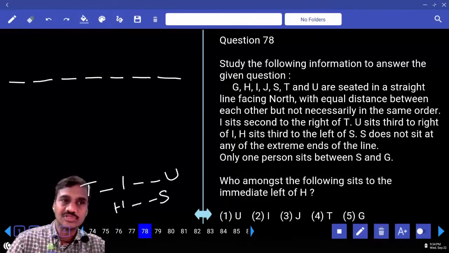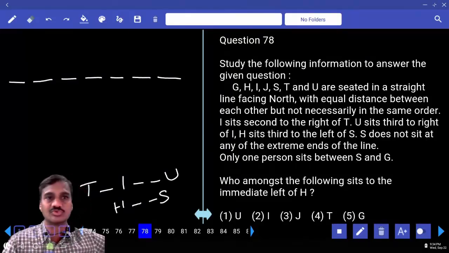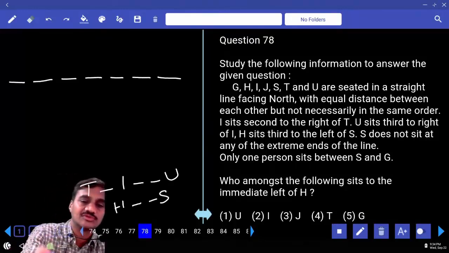Shall we start with T? T, blank, I, blank, blank, U. There are 7 members, so directly let us start with this T here.